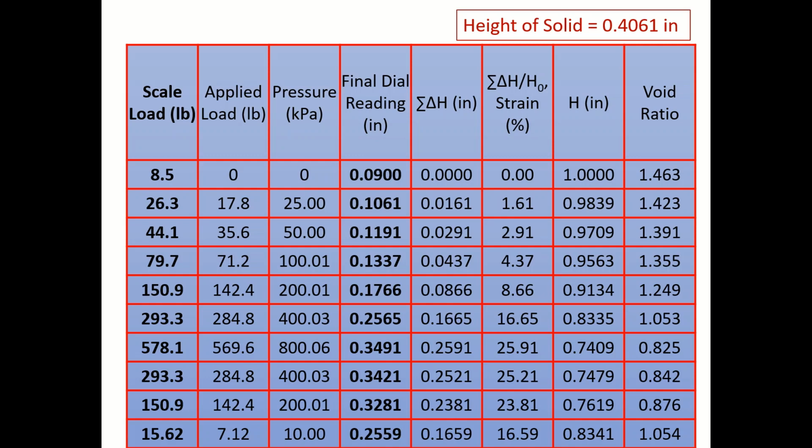Then you have to calculate the void ratio using the equation. You know the initial height of the sample and you also know the height of the solid. So the height of the void is equal to the initial height minus the height of the soil solids. So you got the height of the void. Then you can calculate the void ratio using the equation, which is height of void divided by height of soil solid.